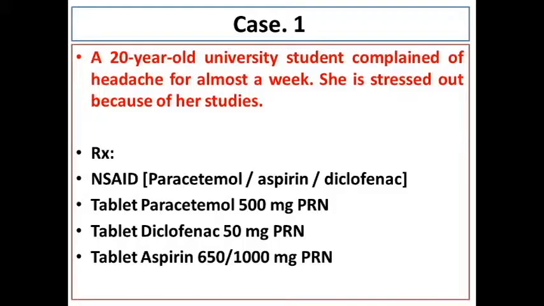But headache which is occasional and occurring because of stress can be safely treated with drugs like paracetamol 500 milligrams, aspirin 50 milligrams PRN, diclofenac 50 milligrams PRN, and aspirin in doses of 650 milligrams to 1000 milligrams PRN. The only point to be cautious about is to avoid using too much medication, because too much pain medication may also lead to headache. There's something called medication overuse headache or rebound headache. So sometimes you're taking too much medication that is producing the headache.